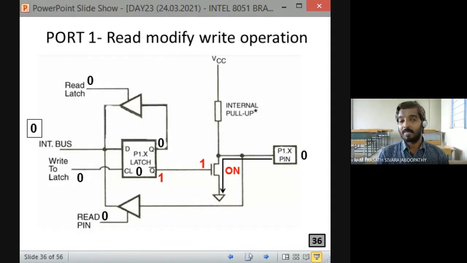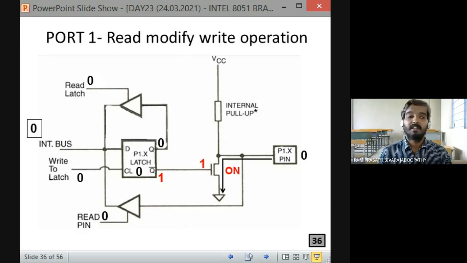Port 1 is clear. From an exam point of view, a descriptive question may ask you to explain the output operation of port 1. So we have to draw the diagram and explain what logic appears on the pin when logic 1 is written and when logic 0 is written. Or a question may ask you to explain the read operation of port 1, or explain the read, modify, write operation. Then you have to explain this portion.